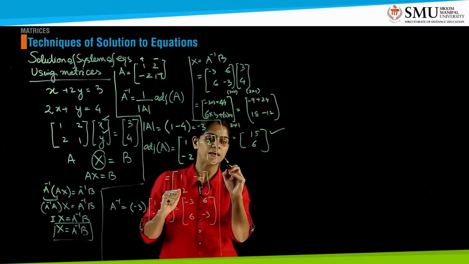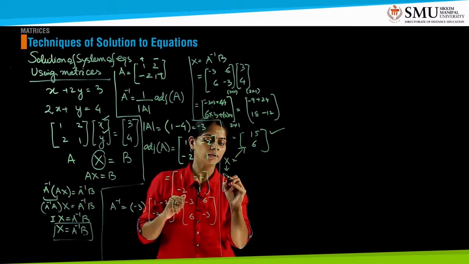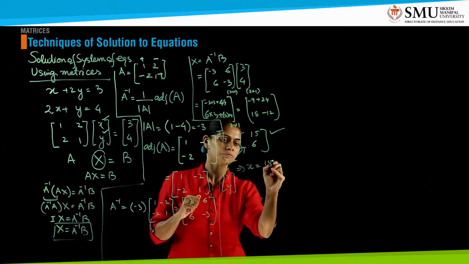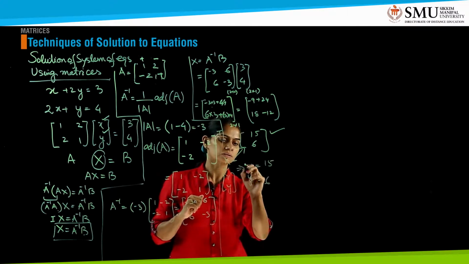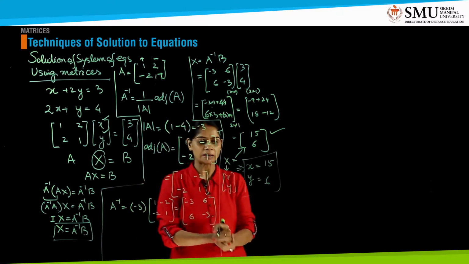So, we get X is equal to this thing. This means what is your X? X is your x and y. So, this implies that x has the value 15 and y has the value 6. So, this is how we can solve the system of equations by making use of matrices.